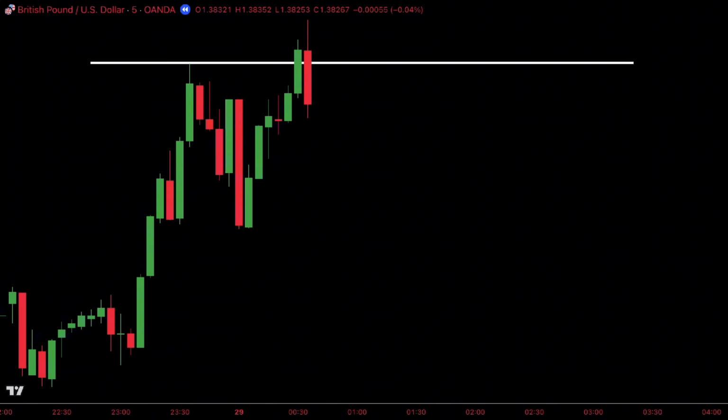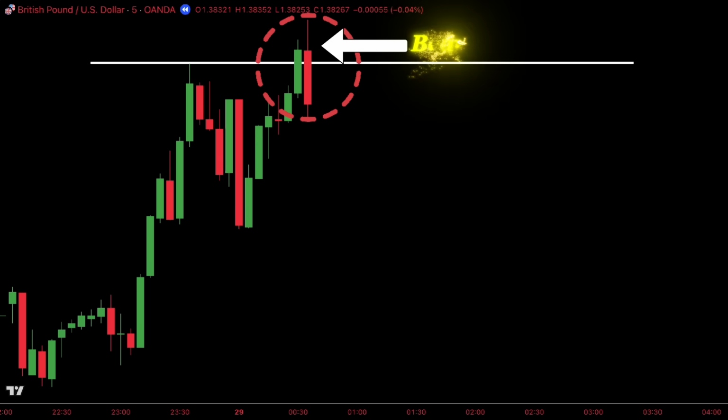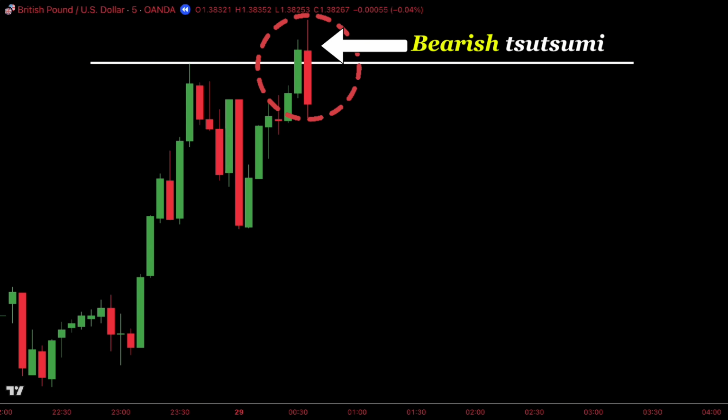As you can see, once the market reaches the level, a bearish Tsutsumi pattern appears. The bearish Tsutsumi pattern is a reversal pattern when it forms at the end of an uptrend. If you want to learn more about it, check the previous lesson where I explained everything in detail.